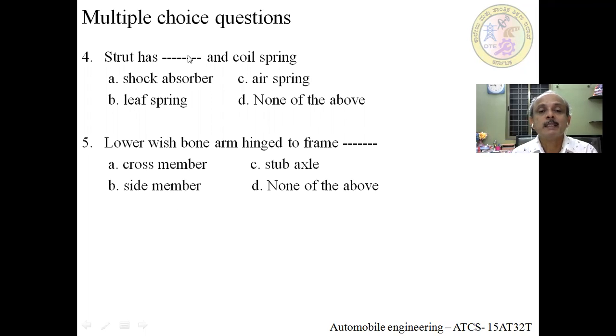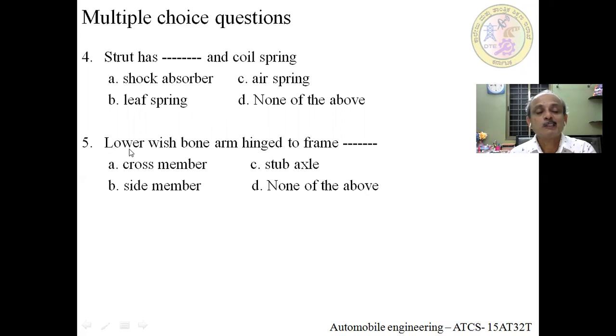The strut has dash and coil spring. So normally the strut has dash and coil spring. The answers are A, shock absorber; B, leaf spring; C, air spring; D, none of the above. So the answer is A, shock absorber. The strut has a shock absorber and coil spring.